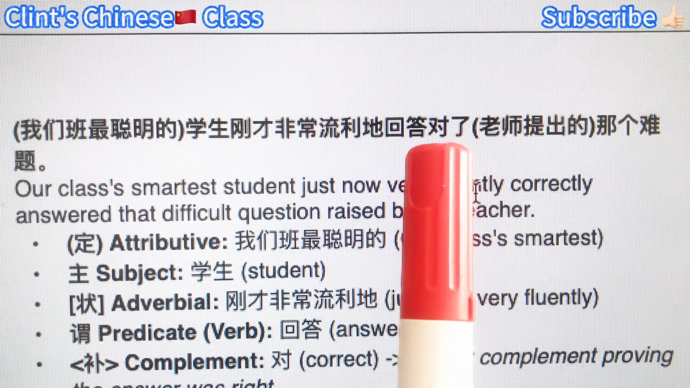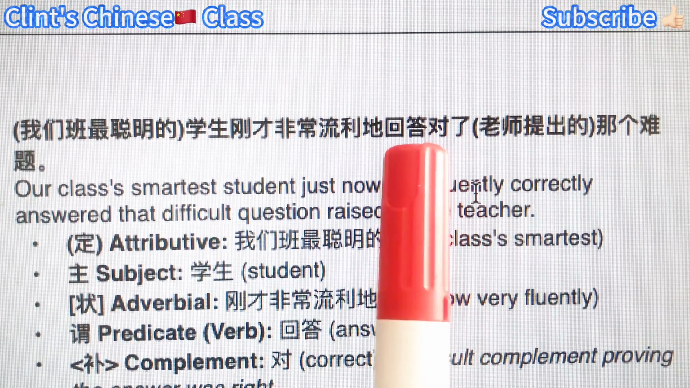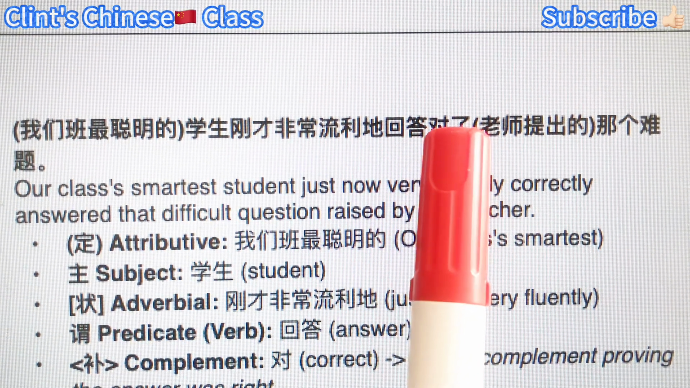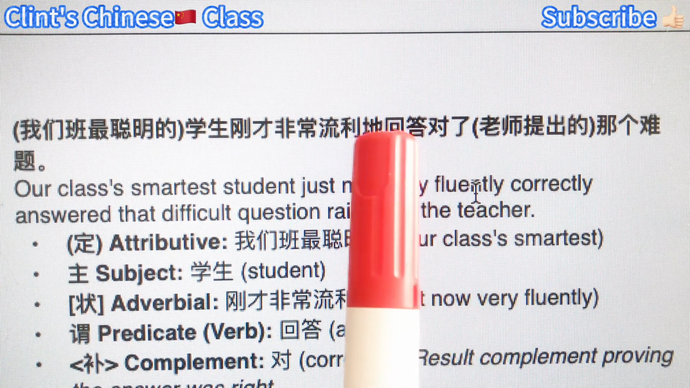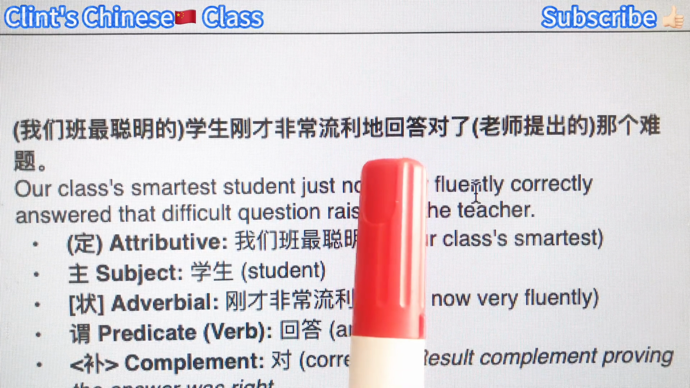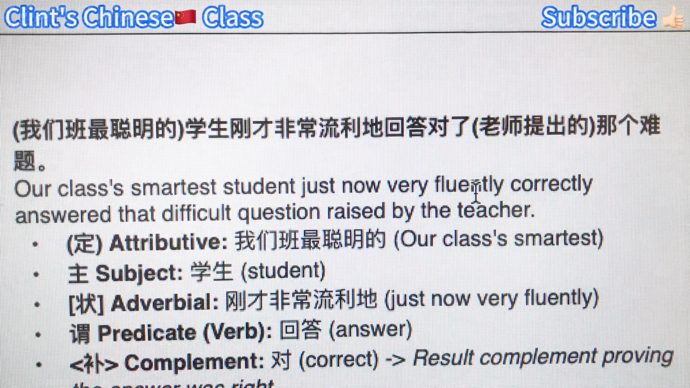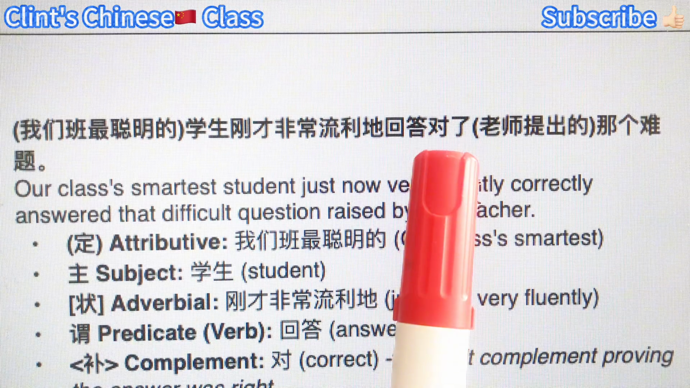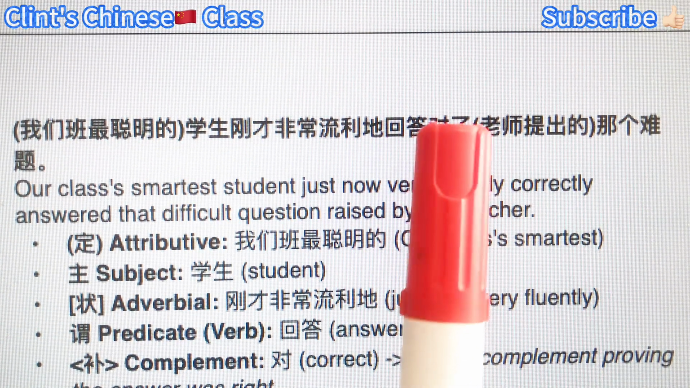Now we're gonna use the result complement to describe the degree of this verb, right? 回答对了，回答对, so 对 means correct, meaning answered correctly, right? Answered and the result is correct.